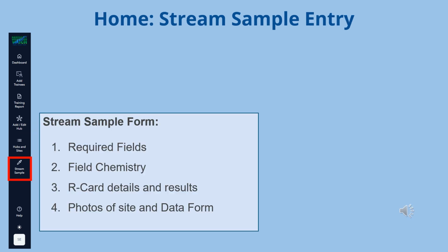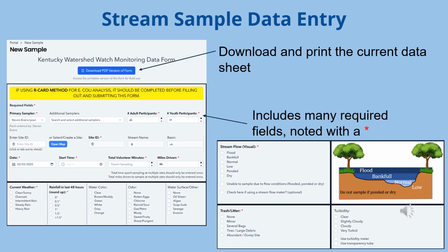The Stream Sample icon will link you to the data entry form where you will enter data collected during a sampling visit. This includes the form's required fields, field chemistry measurements, R-card details if applicable, and photos of your site and field form. You will notice that the form has been designed to look very similar to the paper version that you will be using to record data at your stream site.